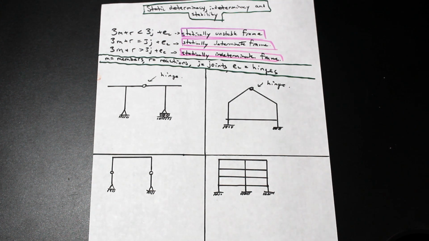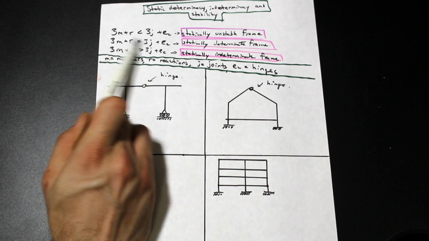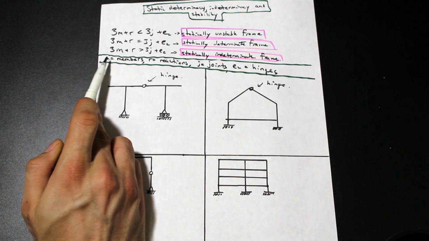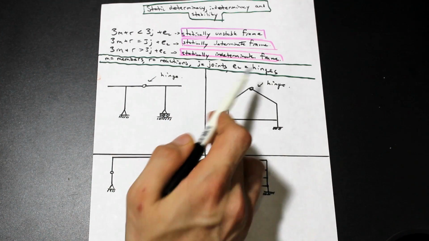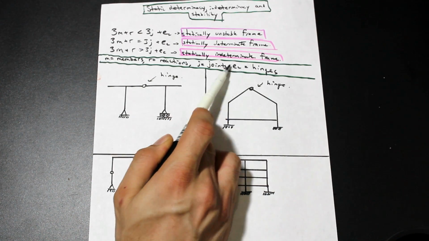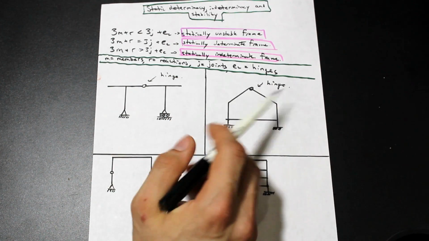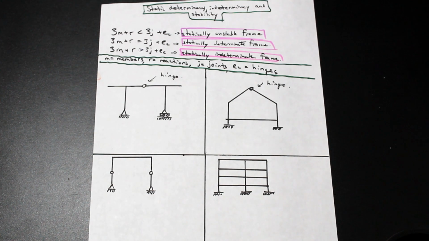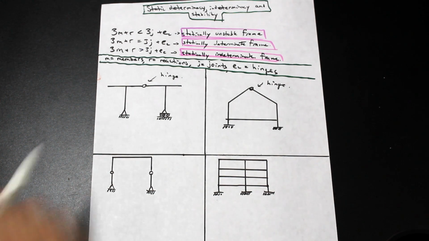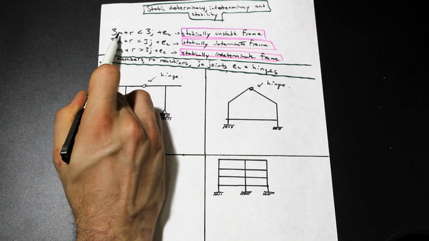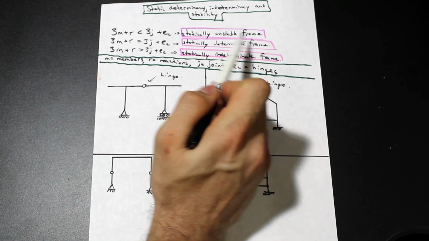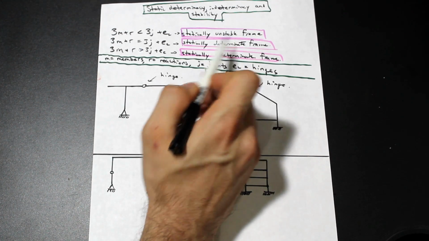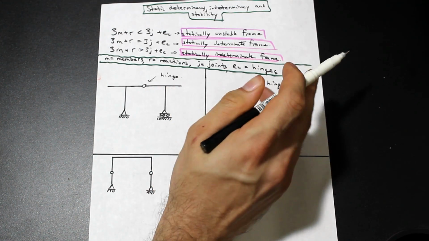So let's take a look at the 3 formulas that we have here, okay? And I've defined the variables in these formulas. So M is for members, R is for reactions, J is for joints, and E sub C is equations of condition. In our case, we're going to consider these as internal hinges, okay? So that's pretty much it. And whenever one of these appears, you just add a single value to each variable, and you just see which category it fits into. So it can either be statically unstable, statically determinate, or statically indeterminate, okay?